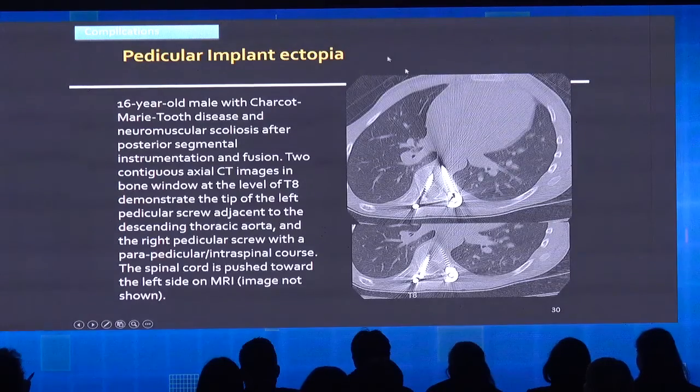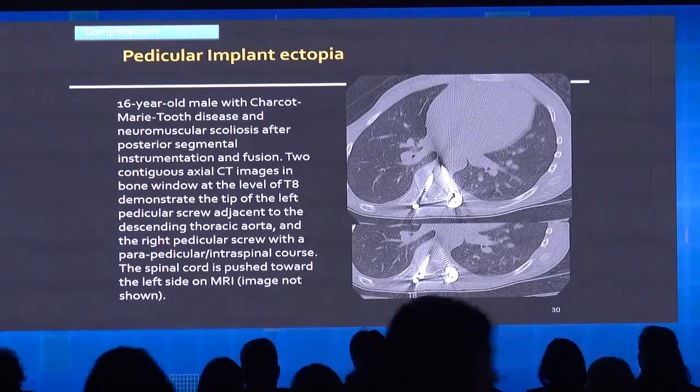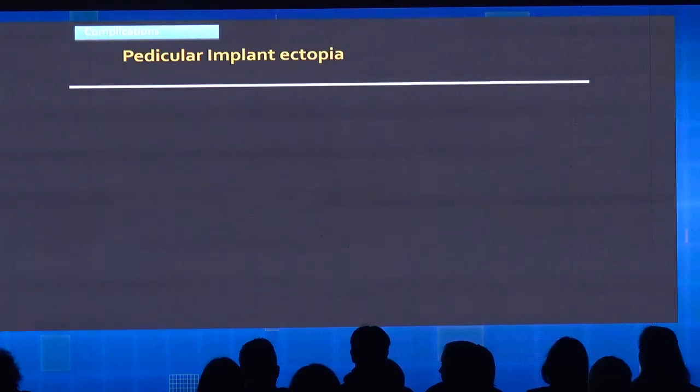Sometimes it's not exactly the case, so this one is outside of the spine, luckily respecting the aorta. The other one on this patient is in fact inside the spinal canal. On the MR it was pushing away the cord and there was no neurologic deficit. So these were kind.